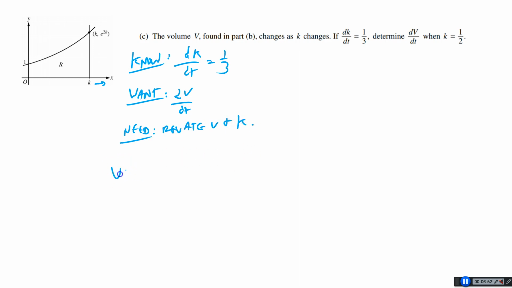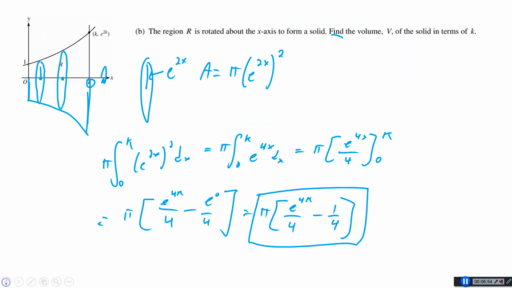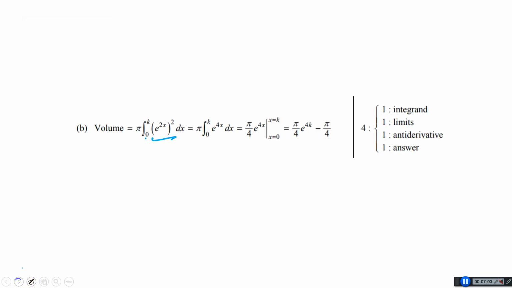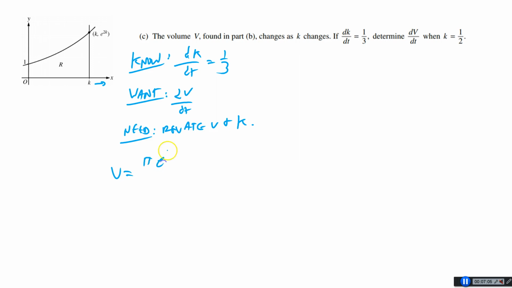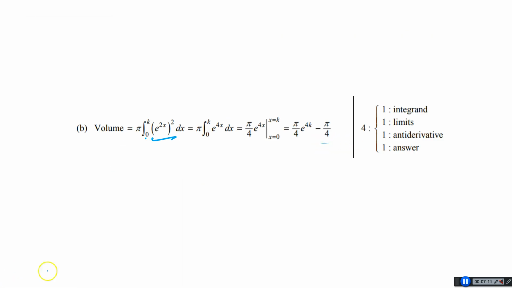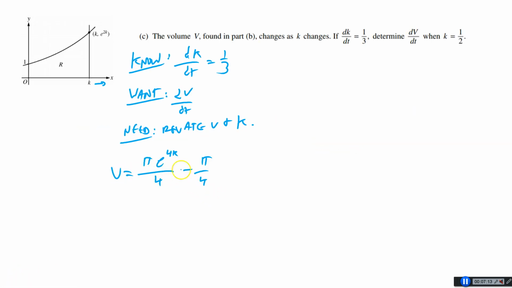Okay, we have that. We just found it. The volume is, let's distribute the pi now, because I think that's going to make our lives a little easier. So the volume is pi e to the 4k over 4 minus pi over 4, was it? I think that's right. That's how they have it here. Yep. Okay.